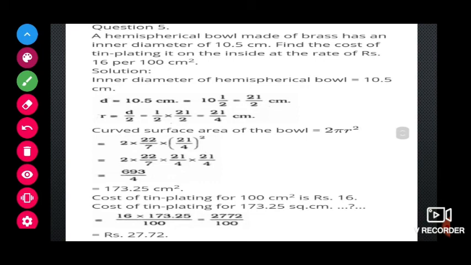Next one. A hemispherical bowl made of brass has an inner diameter of 10.5 centimeter. Find the cost of tin plating it on the inside at the rate of rupees 16 per 100 centimeter square. Here also it seems like a hemisphere bowl, children. Hemisphere means half of the sphere. For that, the diameter is 10.5 centimeter. So what will be the radius? Divided by 2.